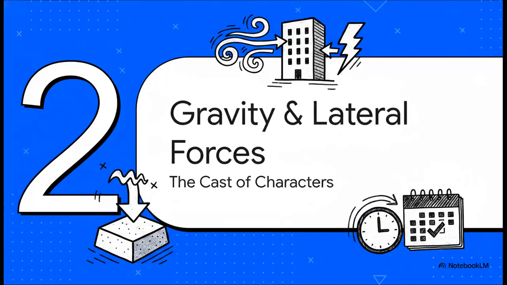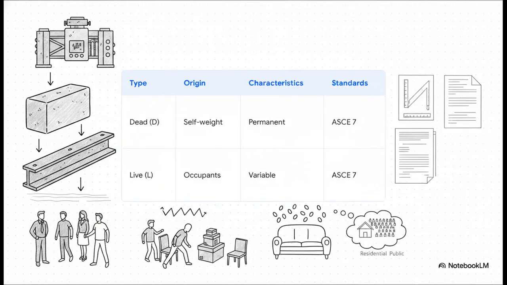Section 2. Gravity and lateral forces, the cast of characters. Before we actually trace the path of these forces, we really need to meet the cast of characters. There's a striking contrast between our primary gravity loads. Dead loads, the self-weight of concrete and steel, are permanent and static. Live loads, on the other hand, are highly variable. Think occupants, furniture, movable walls.